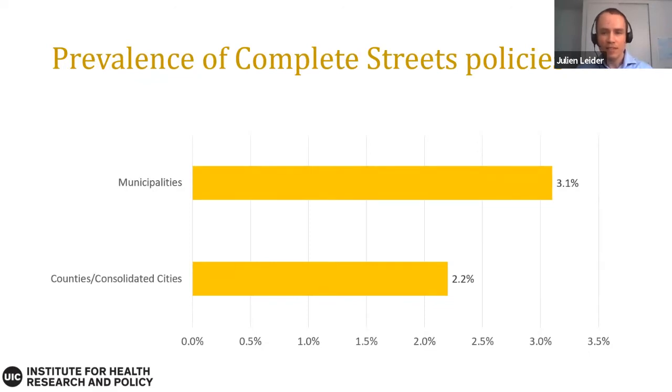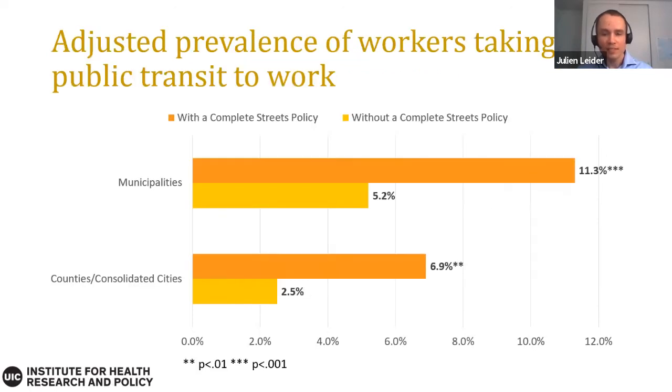The overall prevalence of these policies was 3.1% in municipalities and 2.2% in counties and consolidated cities. We found positive associations at both levels between having a complete streets policy and taking public transit to work. At the municipal level, without a municipal complete streets policy, 5.2% of workers took public transit to work. But with such a policy, 11.3% of workers took public transit to work.